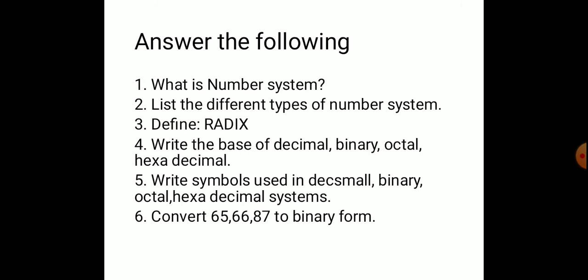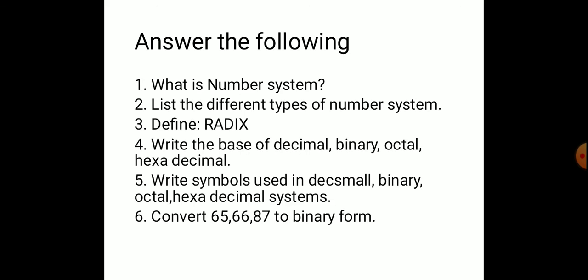Okay children, now this is an exercise session. So the first question is, what is number system? It is a way to represent the numbers in computer. The second one lists the different types of number system: decimal, binary, octal and hexadecimal. The next one, define radix. Radix is nothing but the base of the number system. The base is defined based on the symbols used in that system.